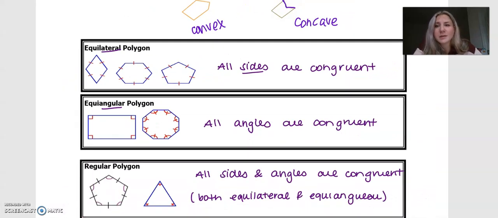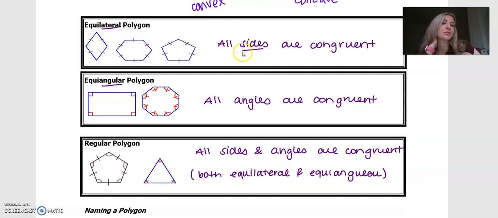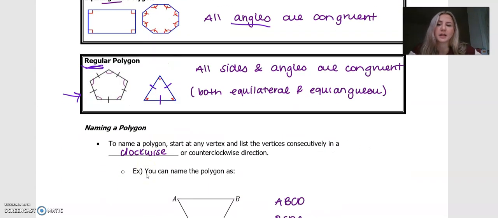Familiar though. We've talked about an equilateral triangle having 3 congruent sides. An equilateral polygon has all sides congruent, and you can see the tick marks there. Equiangular polygon, all angles are congruent, and you can see these angle markings. A regular polygon is the most perfect polygon we can have. It's both the sides and the angles are congruent, everything. So everything has to be noted. See how the angles are all congruent and the sides are all congruent. Same thing here. Has to have both. And this would be called an equilateral and equiangular polygon.